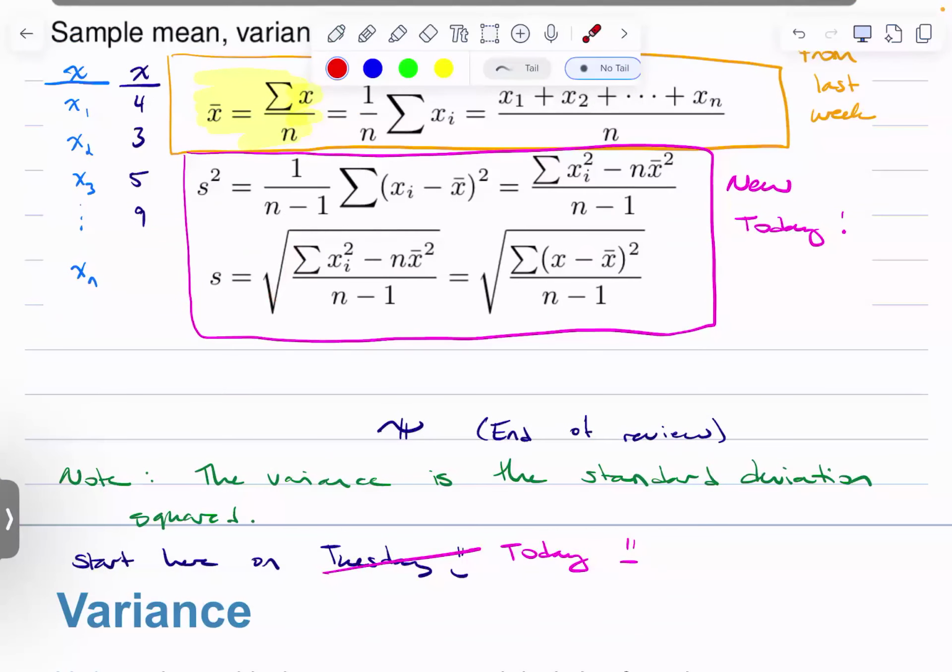Ignore the rest for just a little bit and just focus on this s squared and this s. S squared is the variance, and S is the standard deviation.